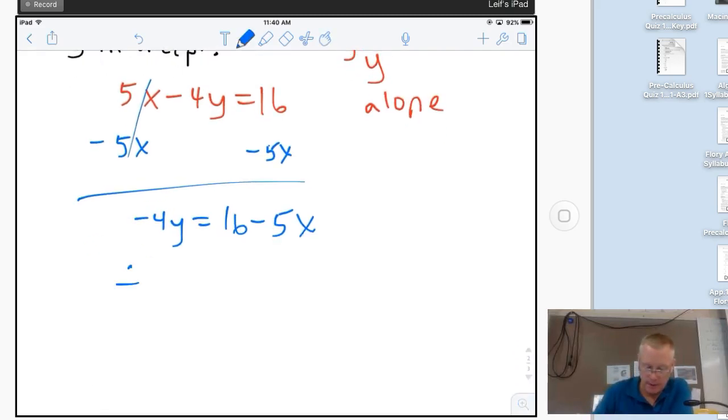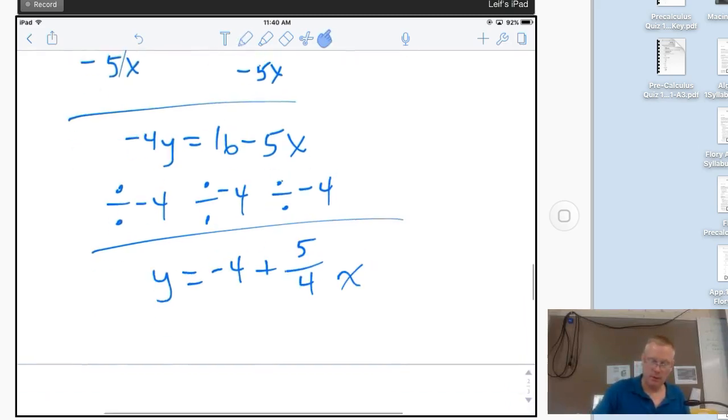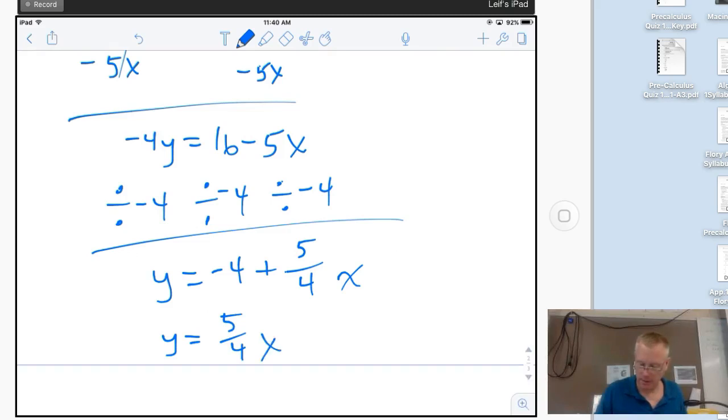Next, I'm going to divide everything by negative 4. You have to divide everything by negative 4, not just the 16 and the negative 4. So I get y equals 16 divided by negative 4, which is negative 4. Negative divided by negative is positive. 5 divided by 4 is 5/4 x. I guess since it says slope-intercept form, I should have the 5/4 first, but I'm not that picky about that stuff.